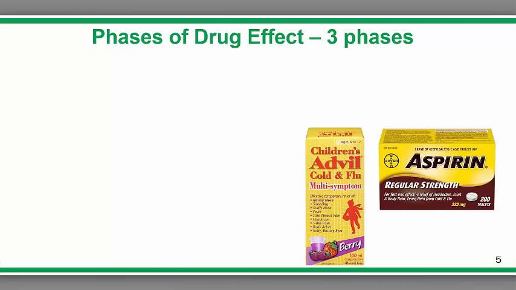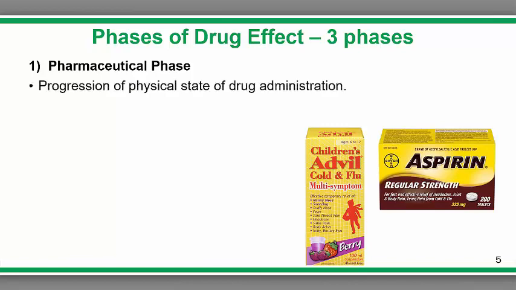In this lecture, we're going to review the first two of what are three successive phases involved with the drug effect. And the first phase is termed the pharmaceutical phase. And this is a phase that covers the change in the physical state of the actual drug after it's administered. And that change in the physical state takes place as the drug migrates through different parts of the body.